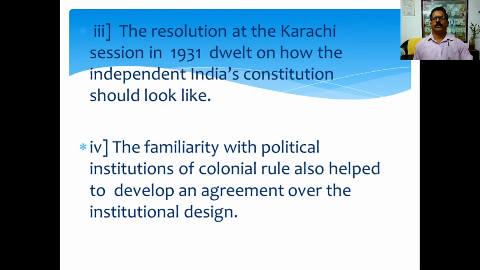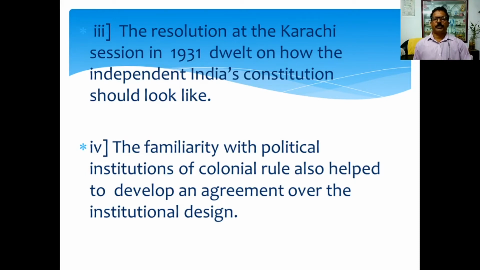The resolution of the Karachi session of the Indian National Congress. In 1929 there was the Lahore session, and in 1931 there was the Karachi session. In the Karachi meeting of the Indian National Congress, they mainly dwelt on how the independent India's constitution should look. They decided what kind of constitution we should have, where people should enjoy equal rights and fundamental rights, and where minority rights also should be protected. All these factors were dealt with. So that was another factor which contributed to the making of the Constitution of India.